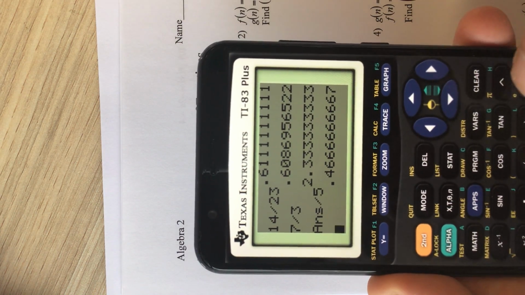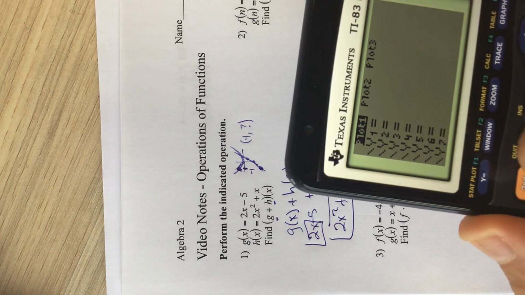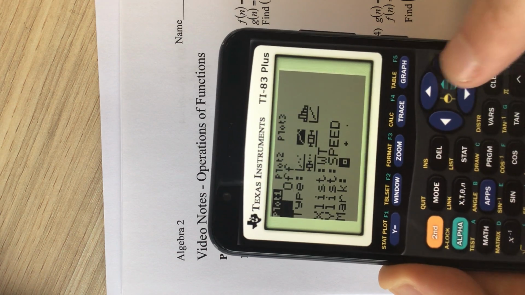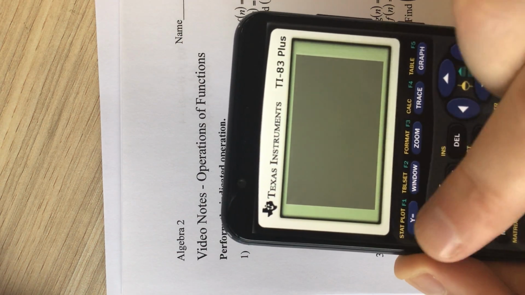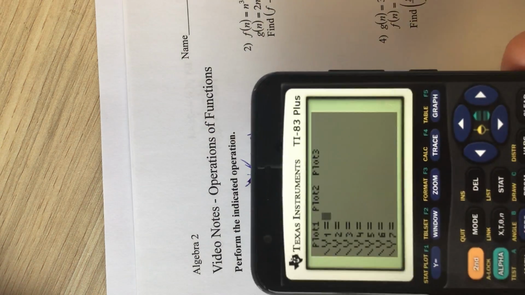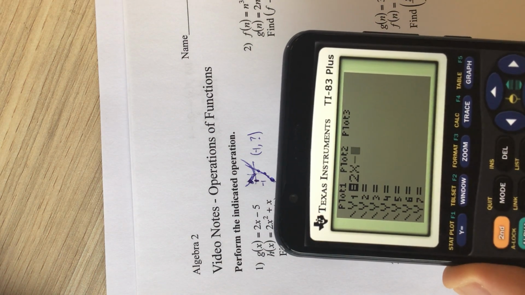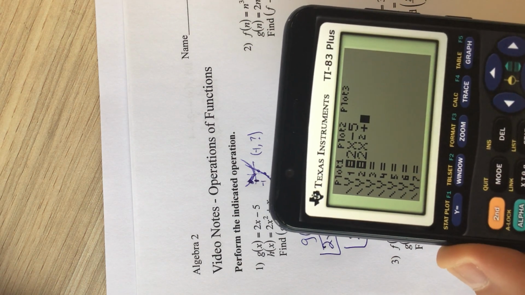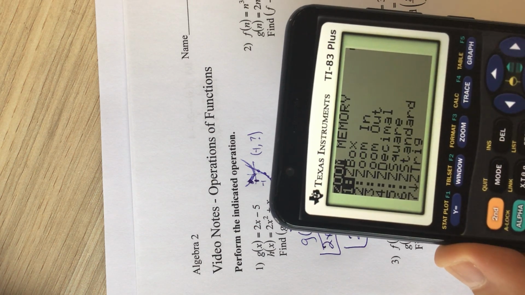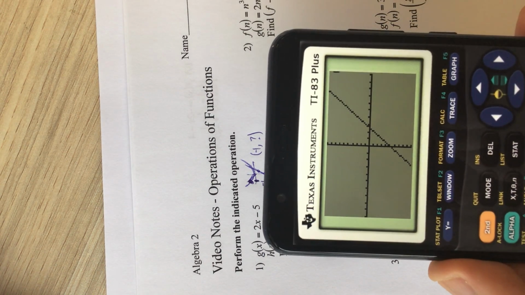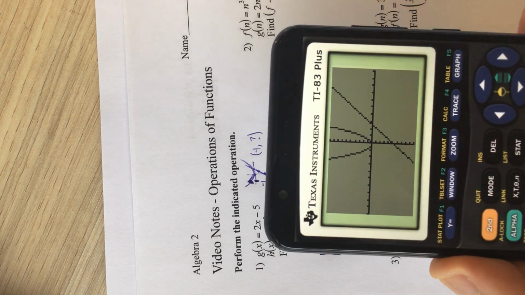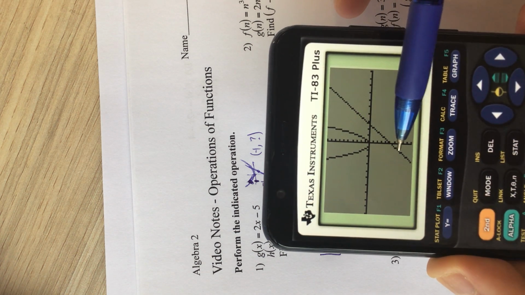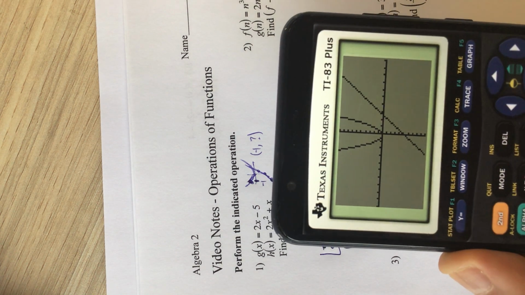Okay, so here's what we can do on the calculator. This is just FYI. Okay, I'm going to put them both in. I'm going to put this first one in 2x minus 5. And then the second one, 2x squared plus x. Okay, so if I graph both of them separately, there's the line, and there's the parabola. So you can see that on this one, when we go -1, the y is 1, and the y here is about -6 or -7.